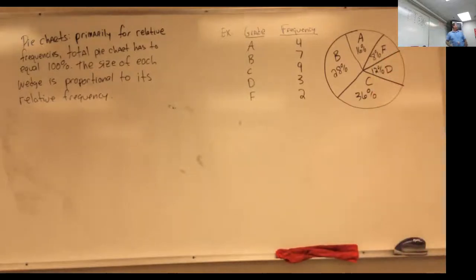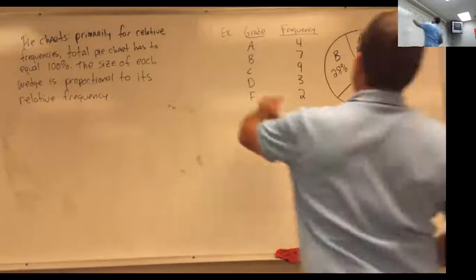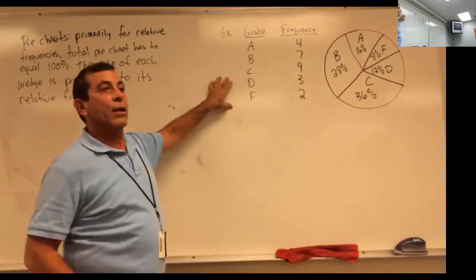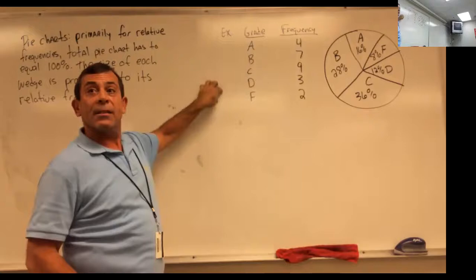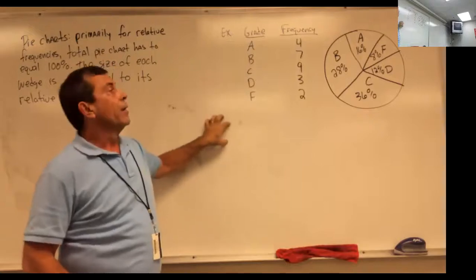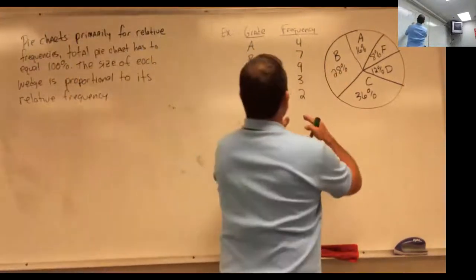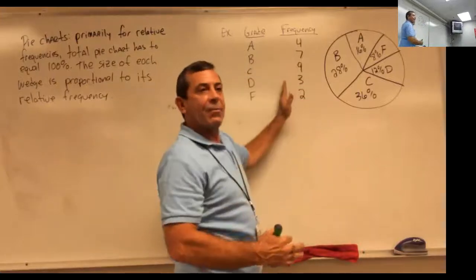Now, do you always have 5 slices? No, I just had 5 slices because I had 5 grades. So if I was only counting, say, a developmental class that had the A, B, C, NC type grade, then I would only have 4 slices. And then they would be sized to what proportions I had out of my data.